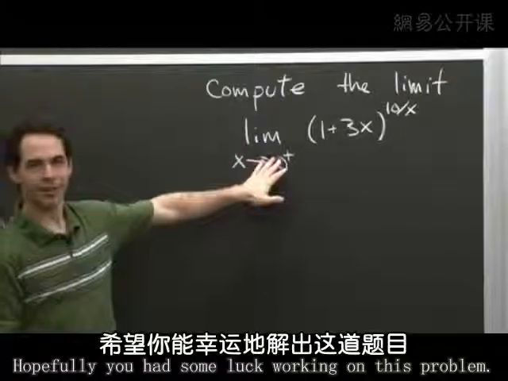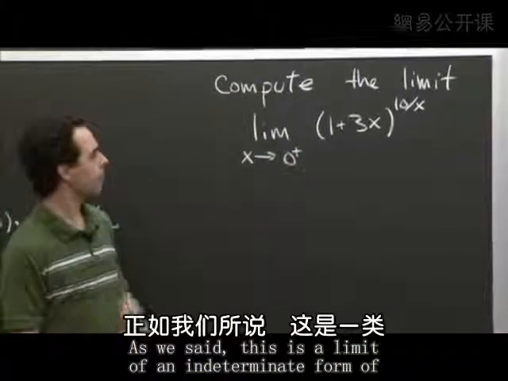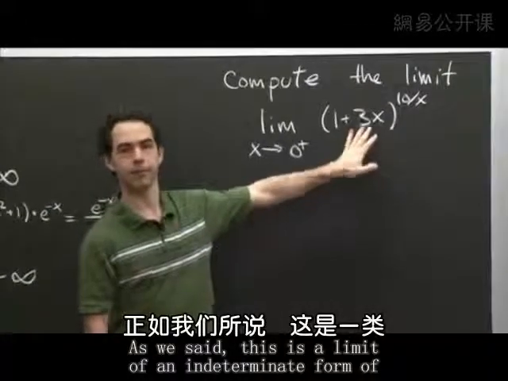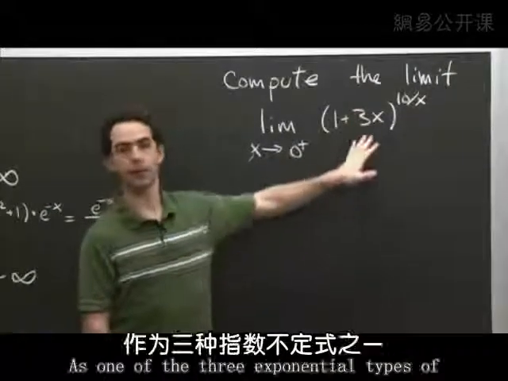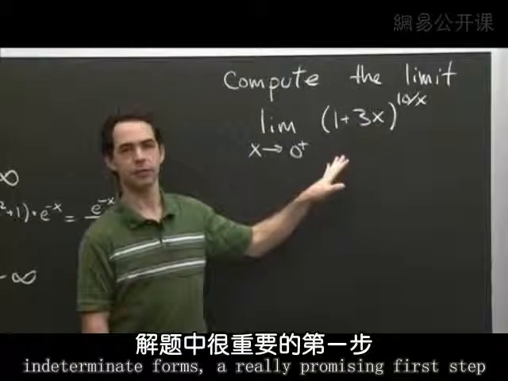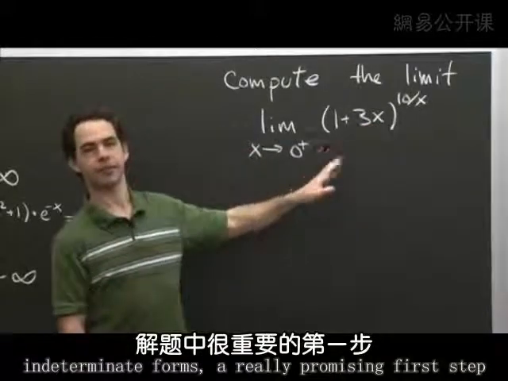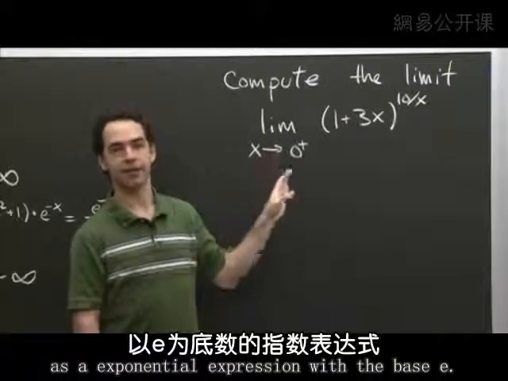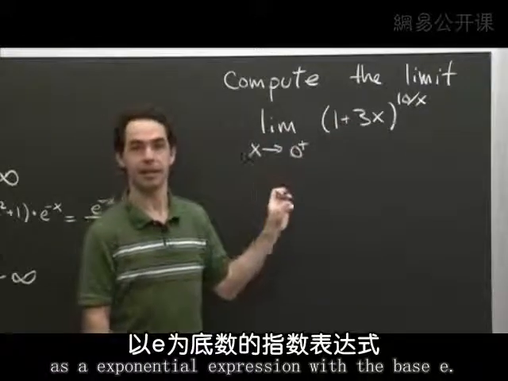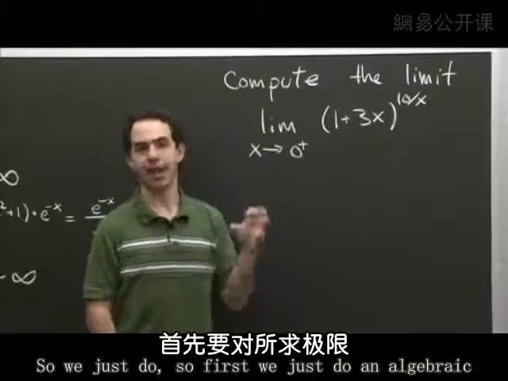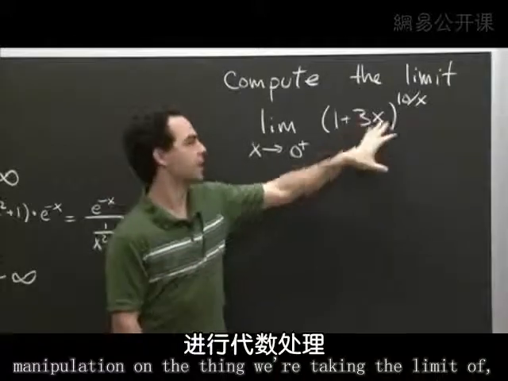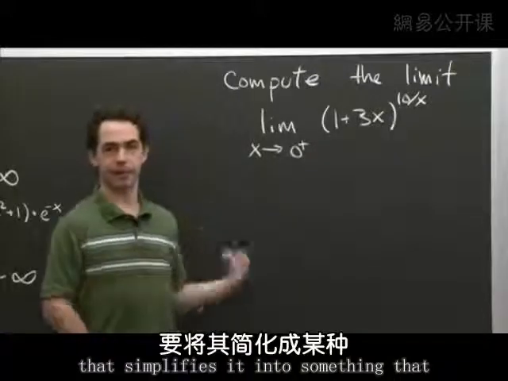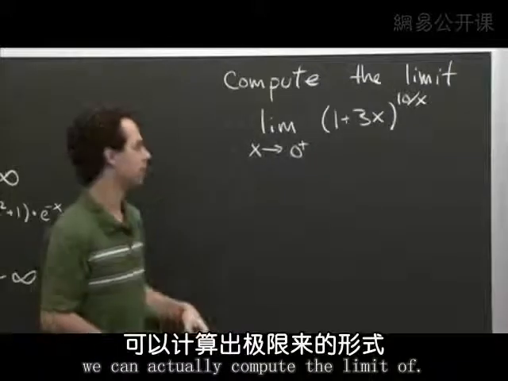Welcome back. Hopefully you had some luck working on this problem. As we said, this is a limit of an indeterminate form of the 1 to infinity type. As one of the 3 exponential types of indeterminate forms, a really promising first step almost every time is to rewrite this as an exponential expression with the base e. We do an algebraic manipulation on the thing we're taking the limit of, and very often that simplifies it into something we can actually compute the limit of.